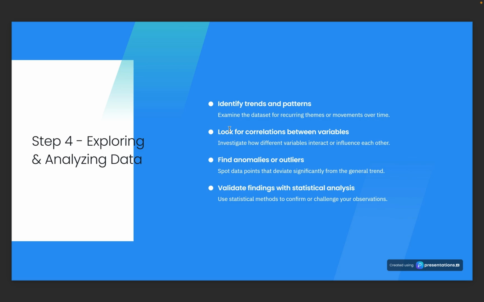You also need to look for correlations, like do higher expenses lead to higher sales. Find outliers, whether we have any or not. Are there unusual data points that don't fit the trends? Validate findings with statistical analysis. Use measures like mean, median, mode, standard deviation, or regression models. This step is where we start to see insights emerge, right?